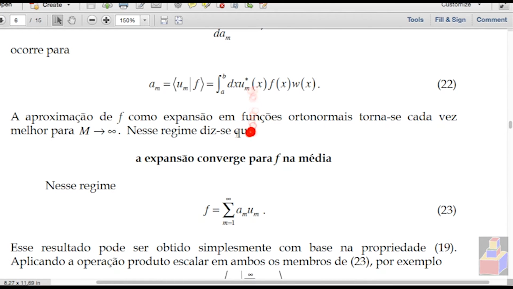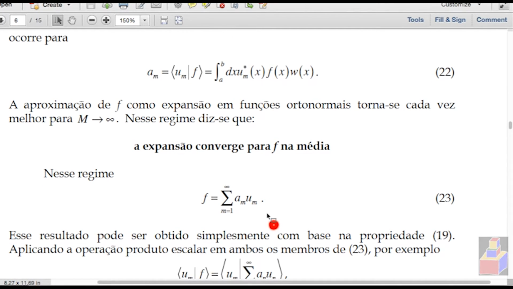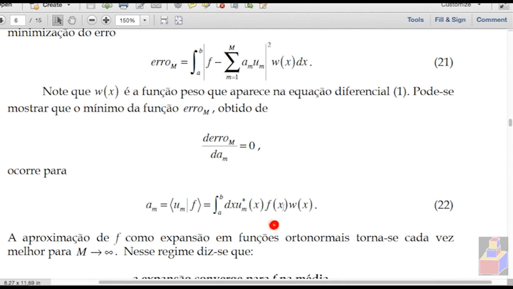So when you increase, it's expected that if you increase more and more until you get to infinity here, you get f equals the expansion. Okay. So this was obtained by minimizing the error.